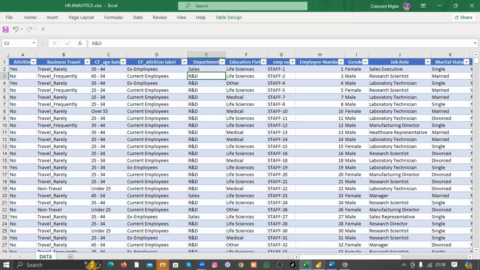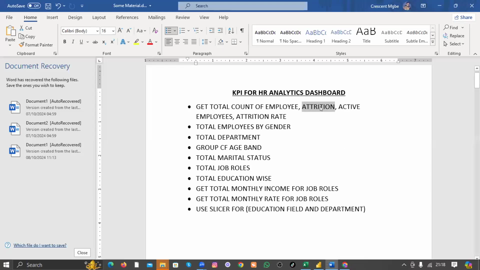Now, why would you want to get attrition? Of course, you want to know your total staff. You want to know those that have left. You also want to know the active staff, those that are still working with us. So this makes a lot of sense. Another good thing about attrition is that you want to know how many people are leaving. It will give you an insight to know why these people are leaving.